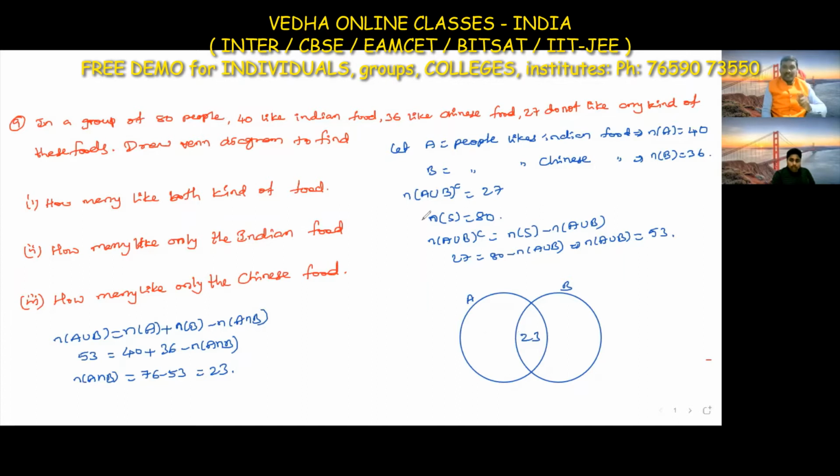Now, overall how many like Indian food? 40 like Indian food. Out of 40, already 23 came. So what is remaining here? How many people are left? They like only Indian food: 17. Next, the number of people who like Chinese food is 36 in total. Already, in the 36, 23 people came. They like both Chinese and Indian.